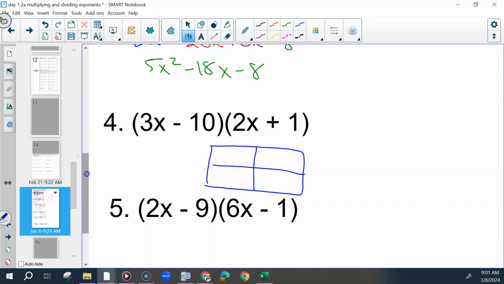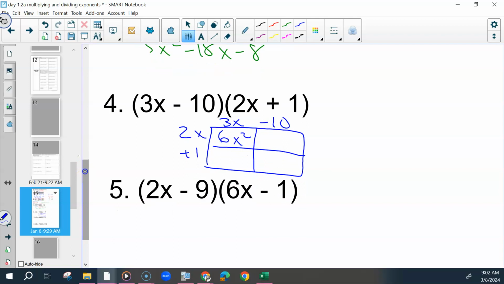And then it doesn't matter which terms you put on the top or the side or which side you use. You just have to use 2 of them. So I'm going to put 3x minus 10 on the top and 2x plus 1 on the side. And then we're going to take each piece, kind of like the algebra tiles, and multiply them together. So 2x times 3x would give us 6x squared. It is x squared, not 5. You're multiplying. 6. There we go.